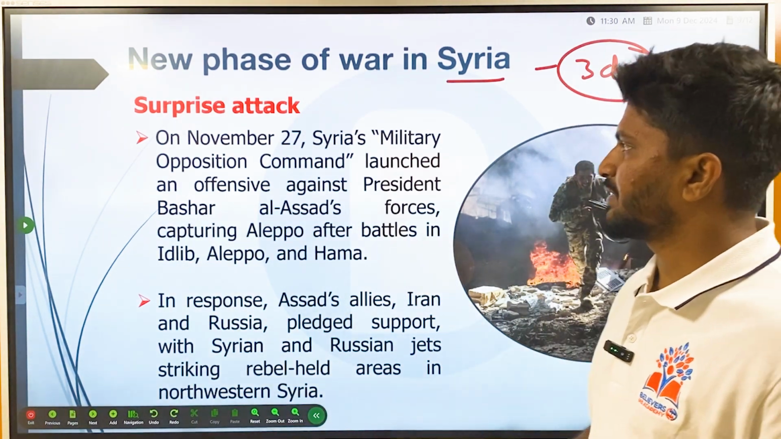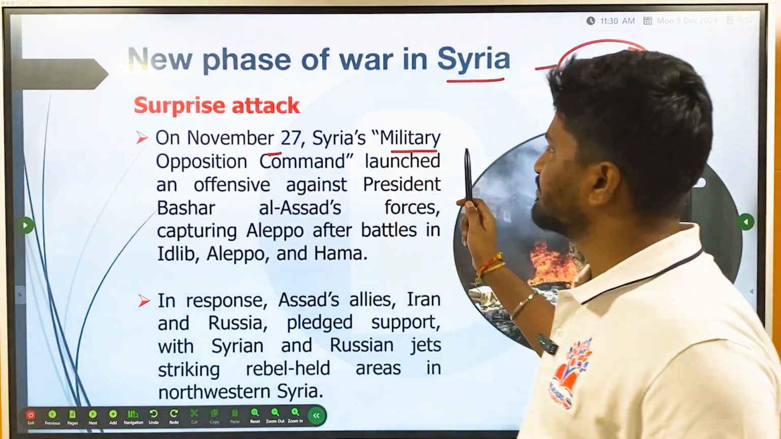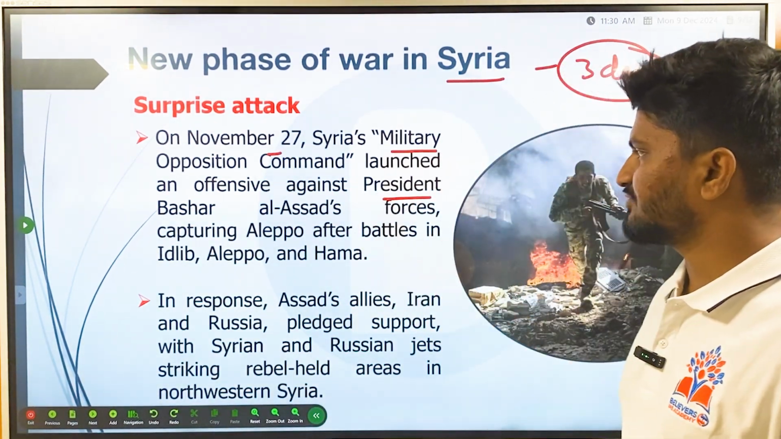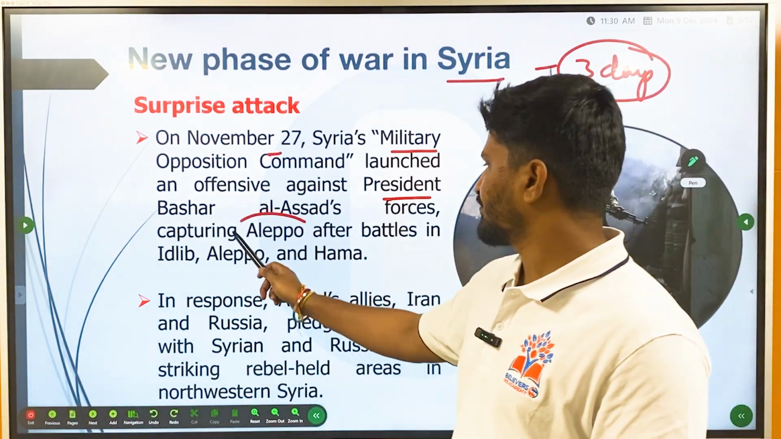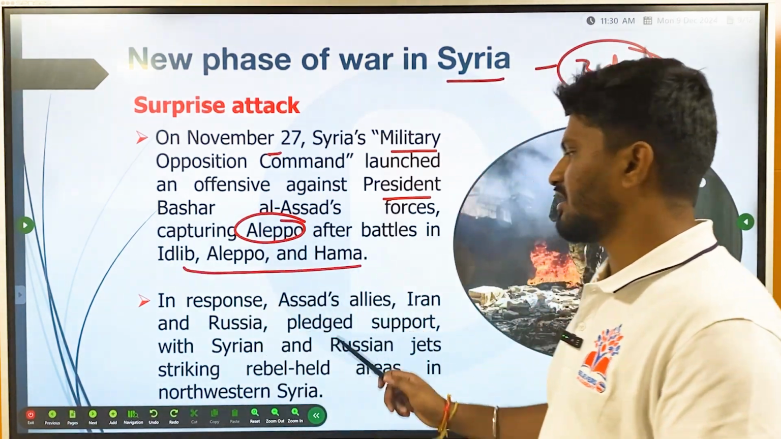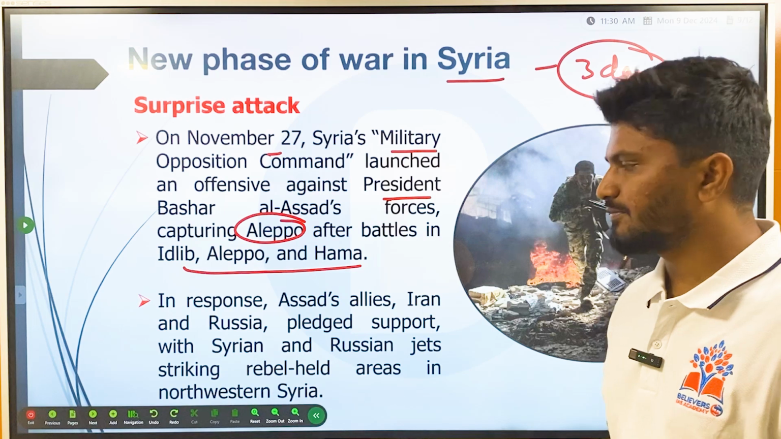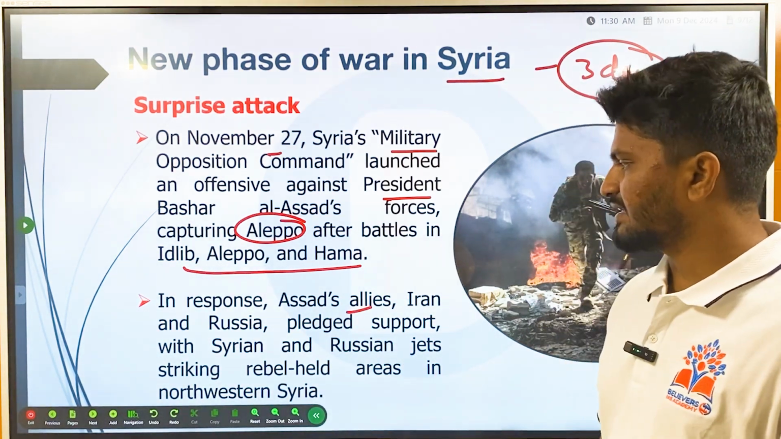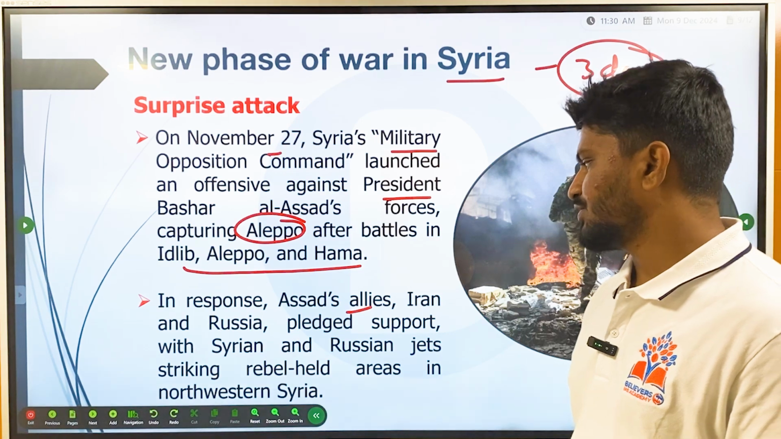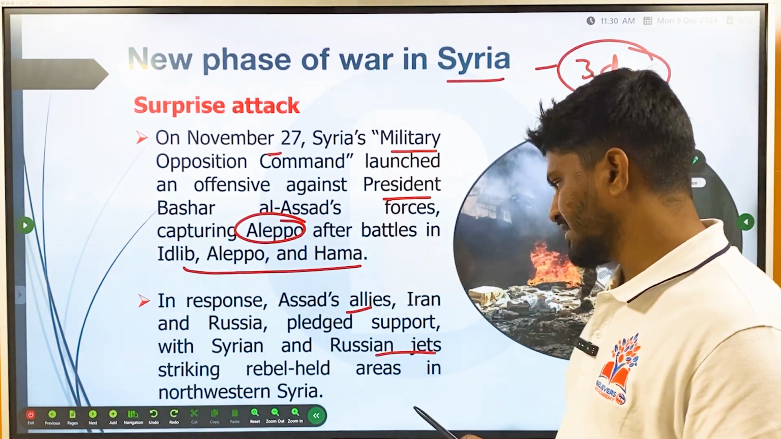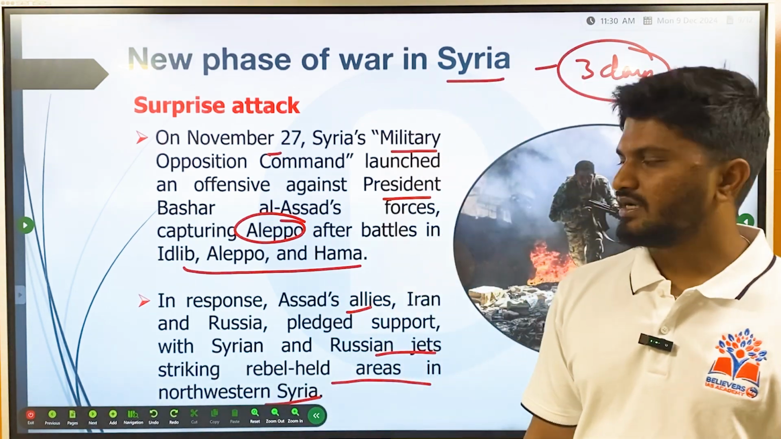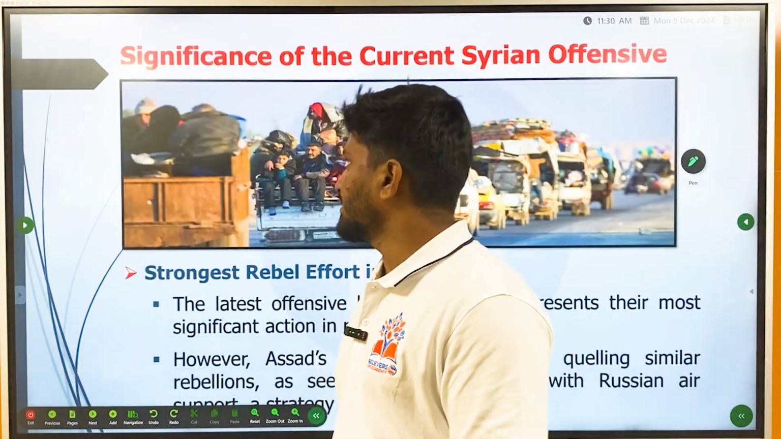Now, surprise attack, that is on November 27. Syria's military opposition command launched an offensive against President Bashar al-Assad forces, capturing Aleppo after the battles in Idlib, Aleppo, and Hama provinces. They captured Aleppo, which is the largest city in Syria. In response, Assad's allies Iran and Russia pledged support, with Syrian and Russian jets striking rebel-held areas in northern Syria. So Russia and Iran are already on the move, and they are supporting the Syrian government.